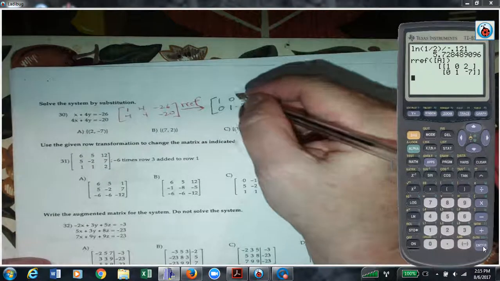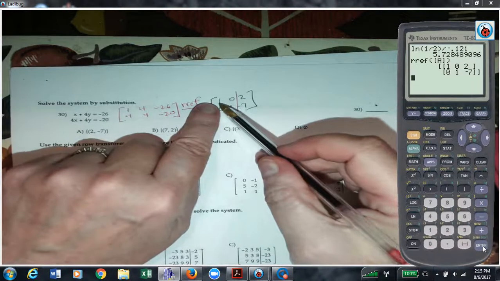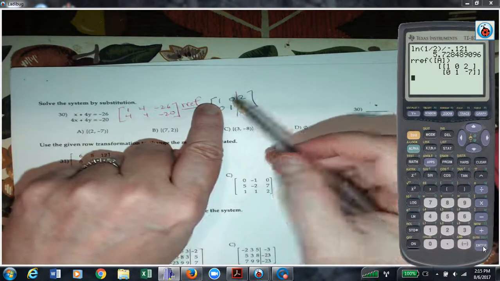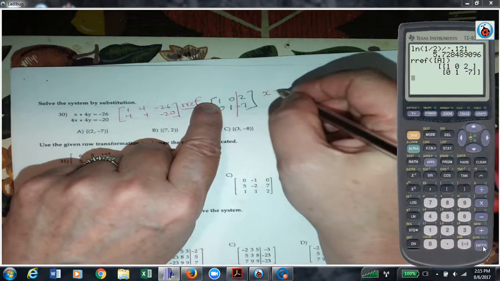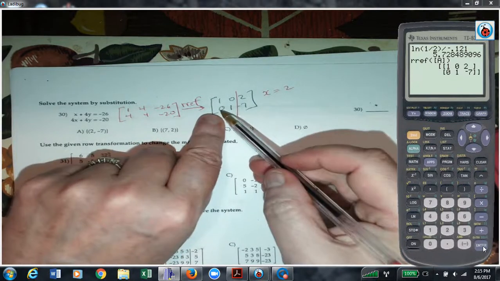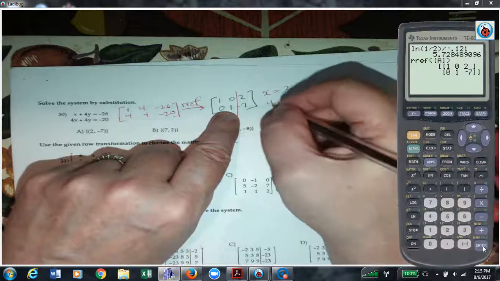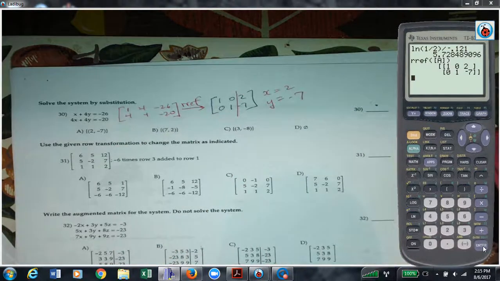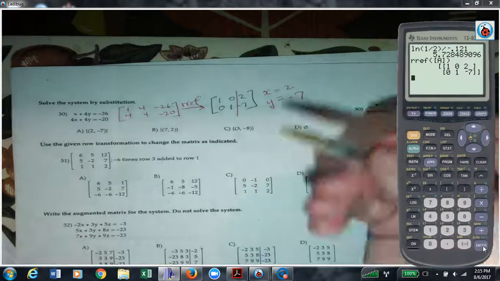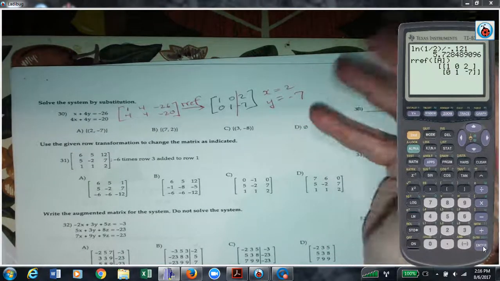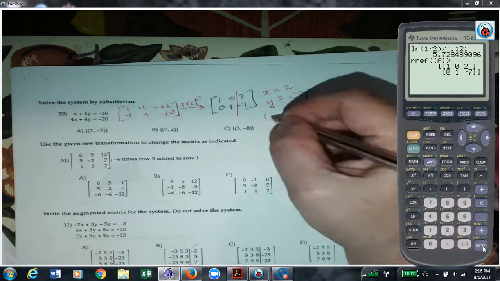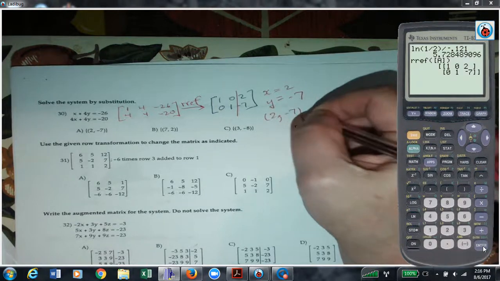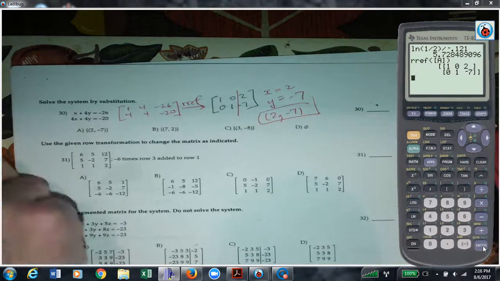And so now what this says is x times 1 plus y times 0, so x equals 2. And 0 times x plus 1 times y is equal to negative 7. So where I drew that line there is where the equal sign goes. So the point x comma y is going to be 2 comma negative 7. That is my answer.